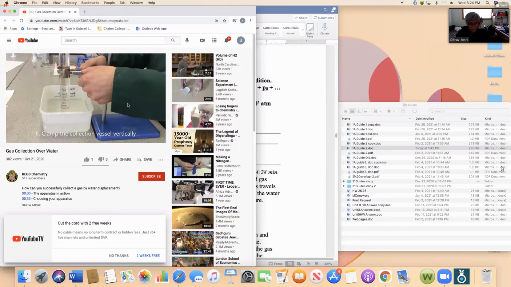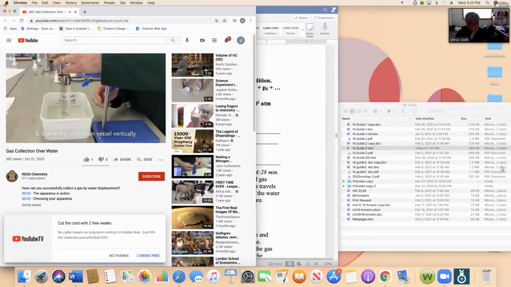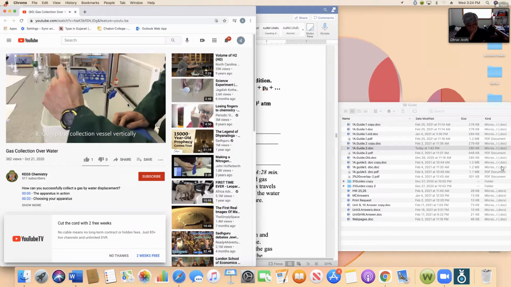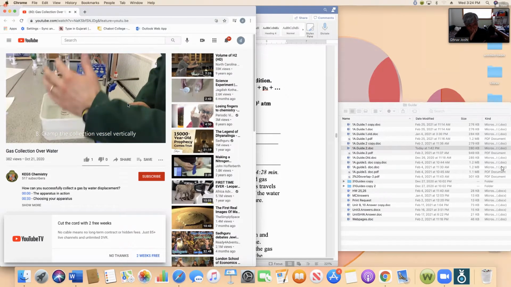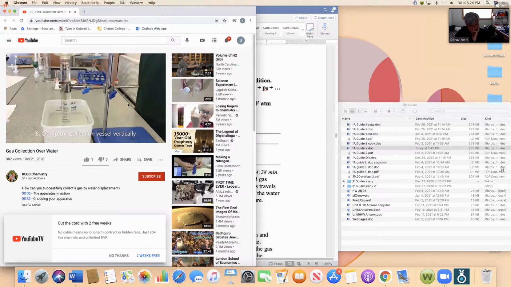Check that it's vertical, that looks fine. Also check that you can read the scale. We can see the gas level is on the scale here, and we can read the scale. That will depend on where you're standing to do the experiment.